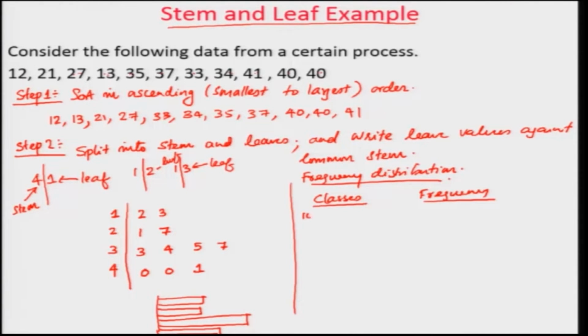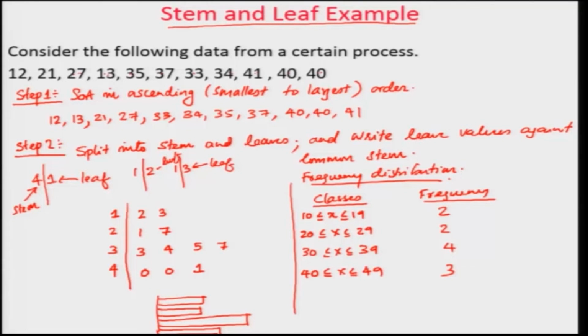So, I will say 10 less than or equal to x less than or equal to 19, then I have 20 less than or equal to x less than or equal to 29, 30 less than or equal to x less than or equal to 39, 40 less than or equal to x less than or equal to 49. If I do this in the frequency, instead of this I will be writing 2, here also I will be writing 2, this I will be writing 4, and this I will be writing 3.